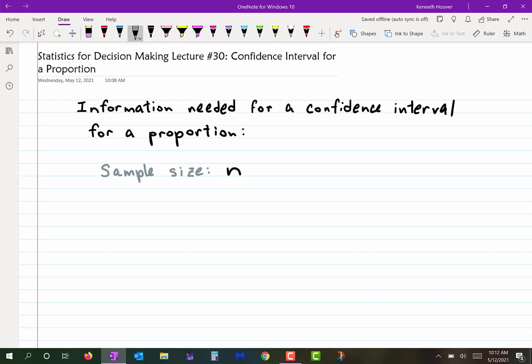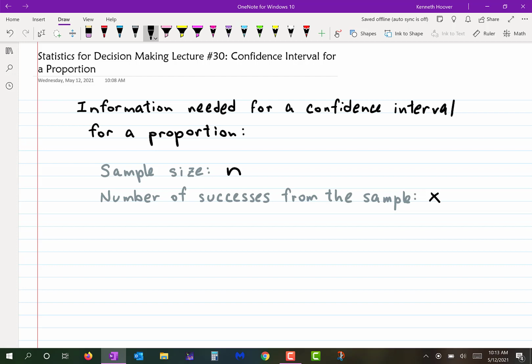Okay. You need the number of successes from the sample. We'll call that lowercase x.